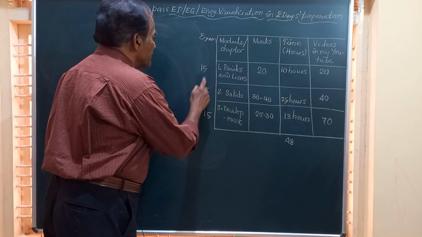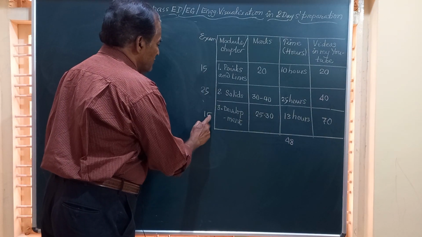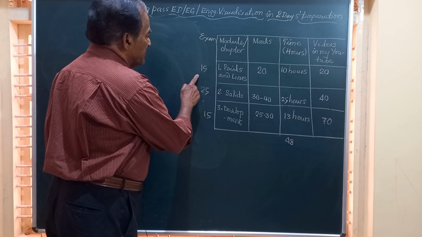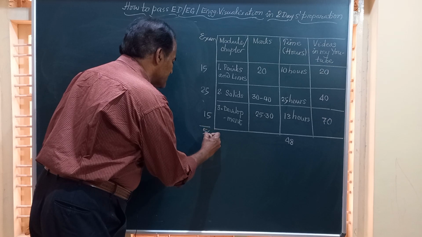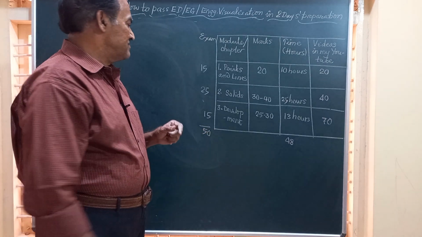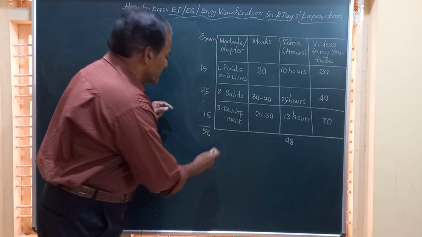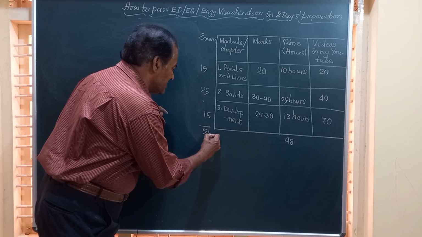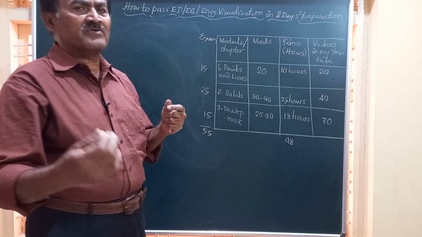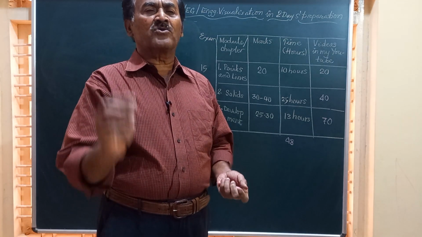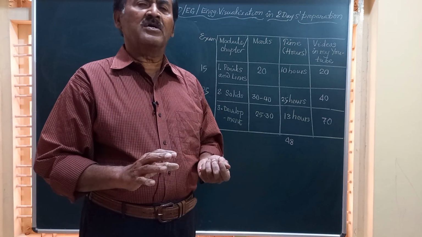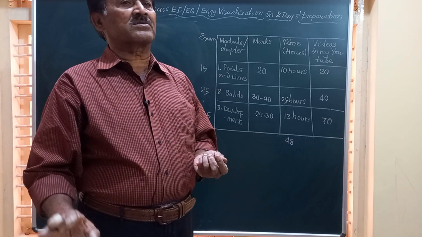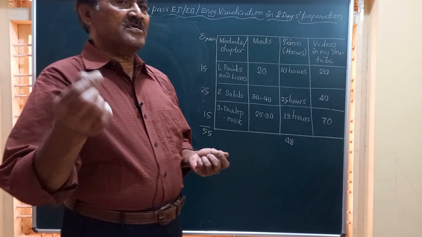So this 25 plus 15 is 40, plus 15, that is 25, 40, 55 marks. Friends, the passing mark is only 40%, and this is 55 you are getting. Say in the worst case, even if you leave some 5 marks, you are going to score 50 out of 100 in the examination, and you can easily clear this.